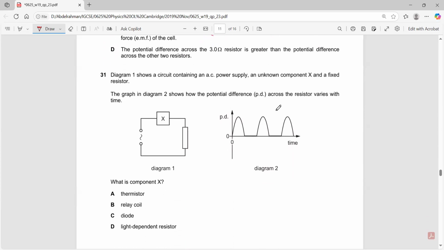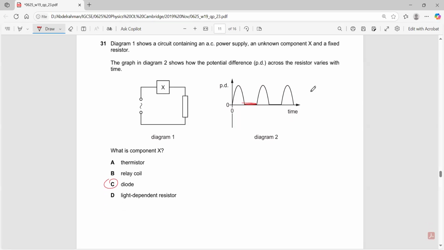Question 31. What is component X? So we have a component X. This is an AC power supply. And the potential difference in the resistor looks somewhat like this. So what's component X? Component X has to be a diode. Why? Because in this part, the diode prevents the current from passing in the opposite direction.